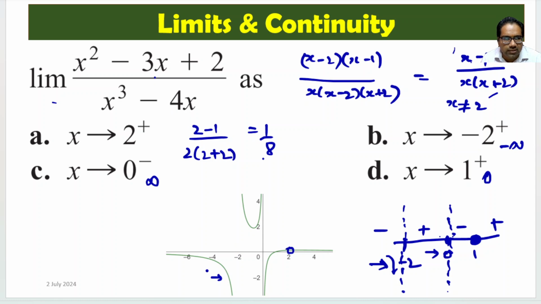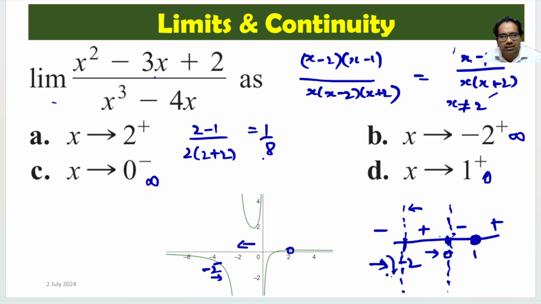Sorry, please note here it is minus 2 minus. Minus 2 minus is minus infinity. Here minus 2 plus is given. Minus 2 plus means we are approaching from the right hand side. So this should be plus infinity, because the graph is going upwards. On the right hand side it is positive. All this area is positive area.